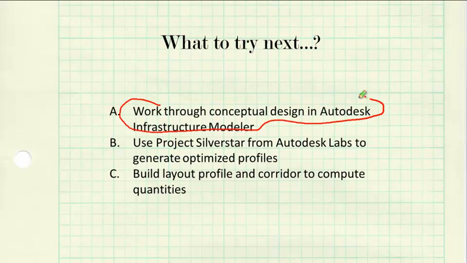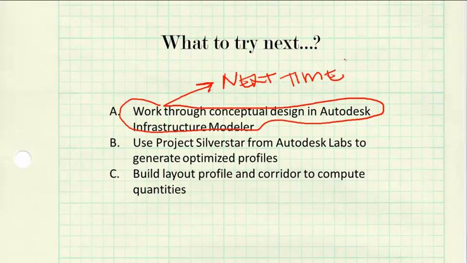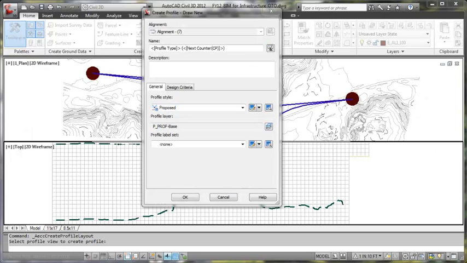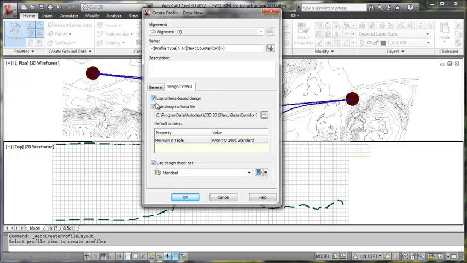One of the options was to work through conceptual design and InfraWorks Modeler, which is a very good exercise, but we'll do that next time. A lot of the comments on Facebook and YouTube talked about trying Project Silver Star for profile optimization, or just go ahead and build that layout profile and corridor to work through some alternatives. You know what? Maybe we can do both. We're working with a toolbox here. There's no right or wrong way to figure out what your best design alternative is.